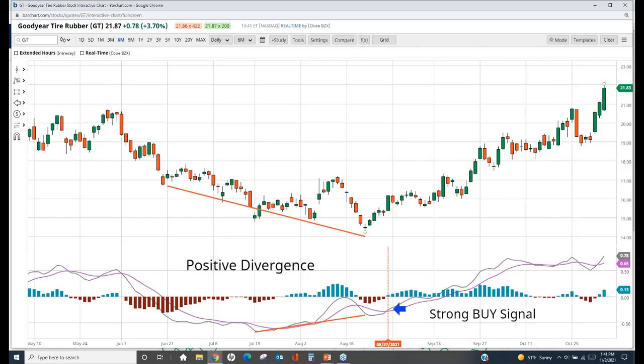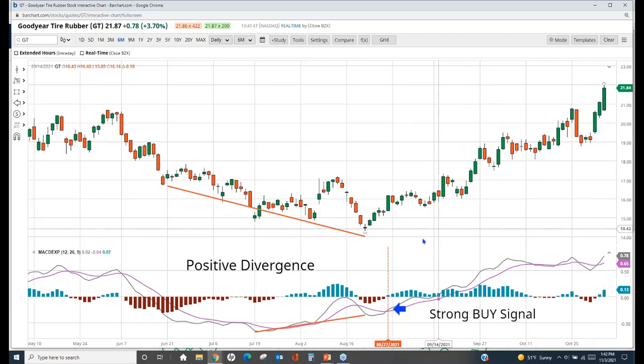This is one of the ones that popped up on the screen a couple days ago. This is Goodyear Tire. And there is our MACD crossover. And you can see that since that crossover, Goodyear has really started to move. Our histogram is widening, confirming that our trend is strengthening. We are in the positive. That's telling us we're still in an uptrend. You can see we're still in an uptrend.